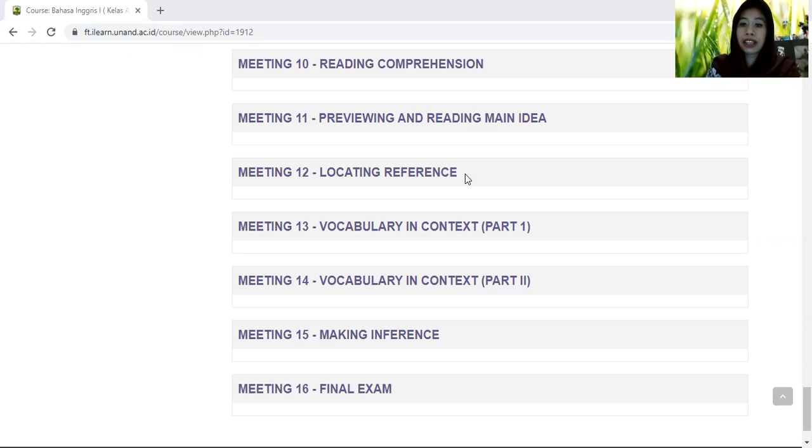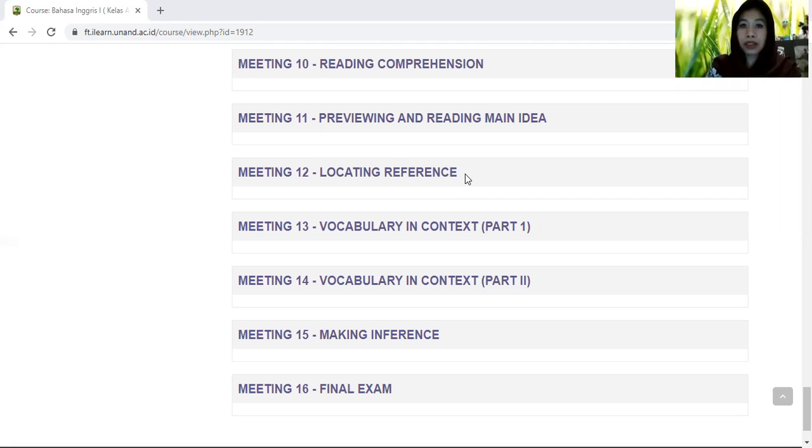I divided it into two parts because there are four things you need to learn. It's about examples, antonym, synonym, and general sense. And after that, we are going to deal with making inference.